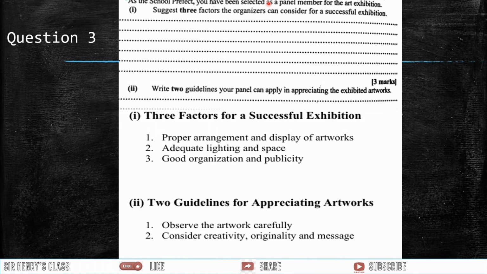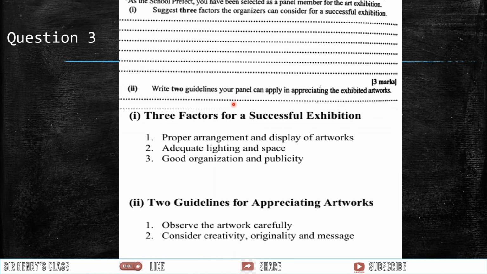So B, as the school prefect, you have been selected as a panel member for the art exhibition. Suggest 3 factors the organizers can consider for a successful exhibition. So proper management, a proper arrangement and display of artwork, adequate lighting and space, good organization and publicity.